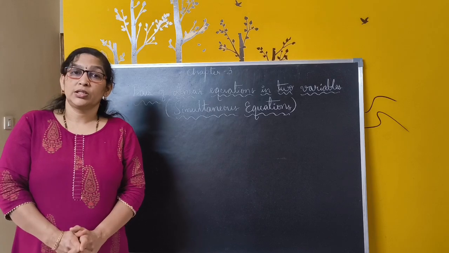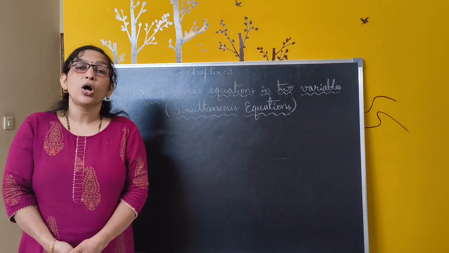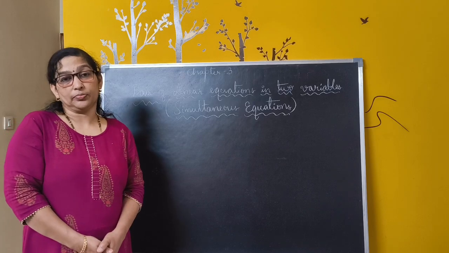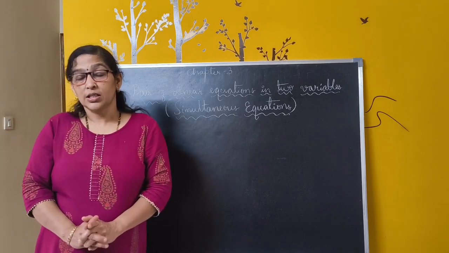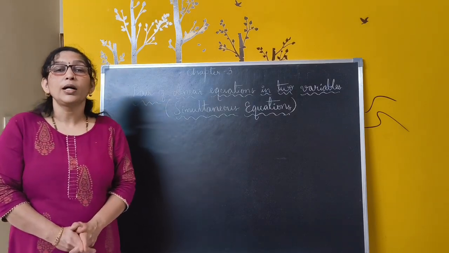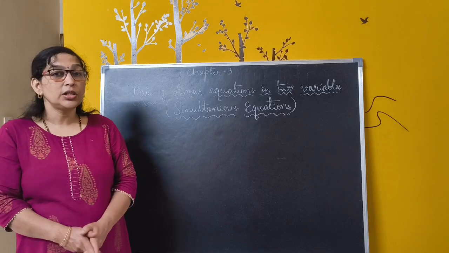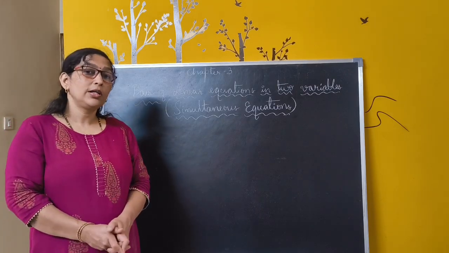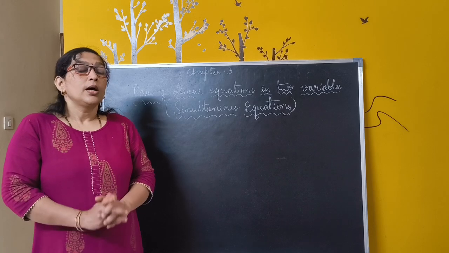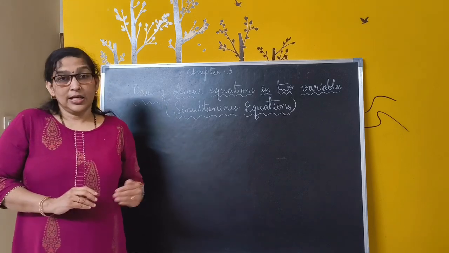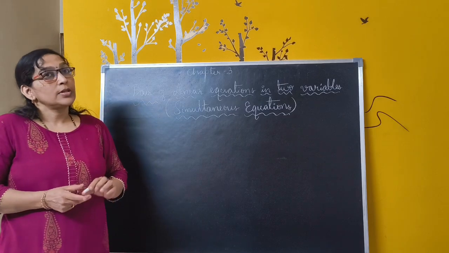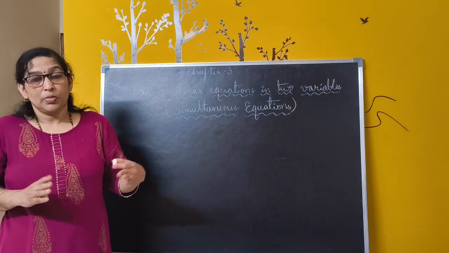So I start with this chapter, simultaneous equations or pair of linear equations in two variables. Okay. First of all, let us learn what is a linear equation in two variables. Yes, already in 9th standard you have learned that. Yes. Let me explain with an example. Let us take the example of a situation.